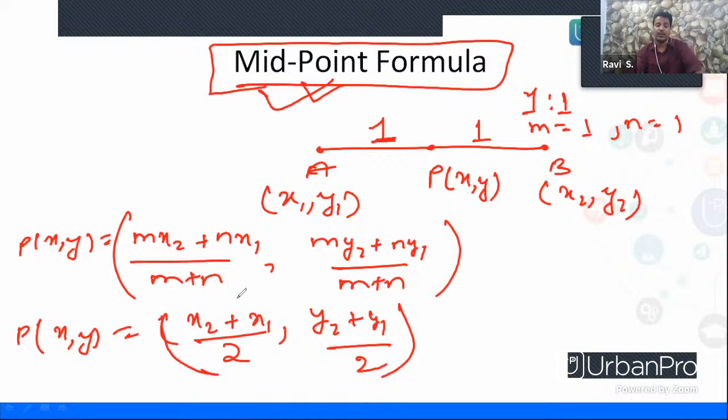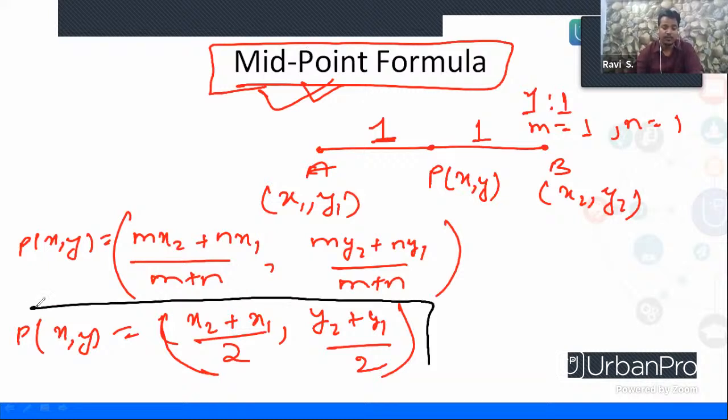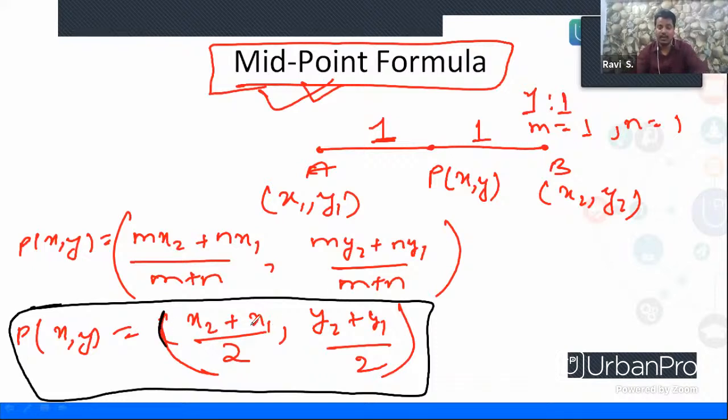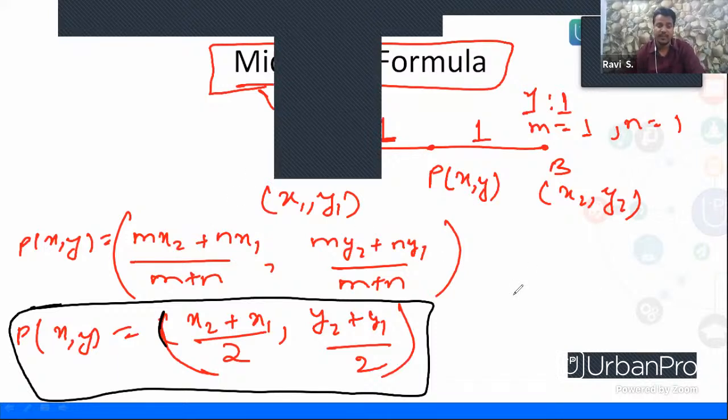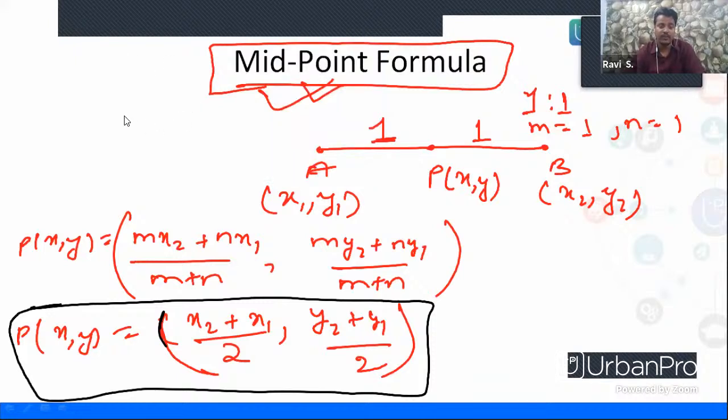If the question just asks you to find a midpoint, you could simply use this formula, with no need to write the ratios and all, because this will make it easy for you. So the midpoint formula for the point P(x, y), which is the midpoint, is (x2 plus x1) by 2 and then (y2 plus y1) by 2. Okay guys, so let's see the next thing. We'll solve some questions that will make it easy for you.